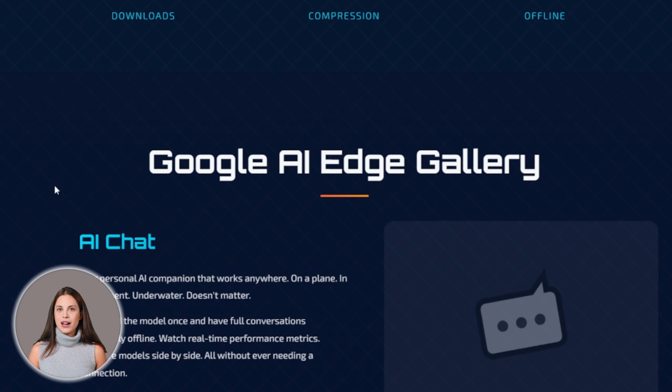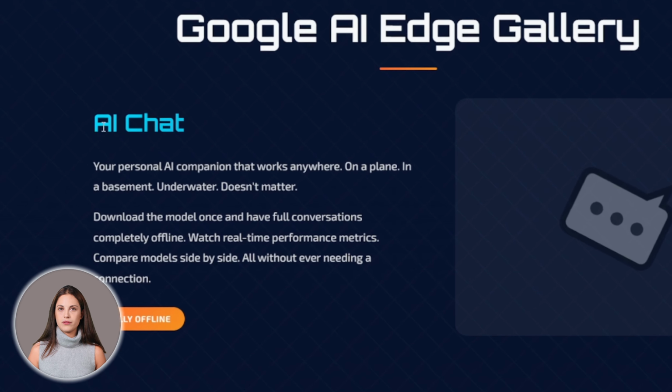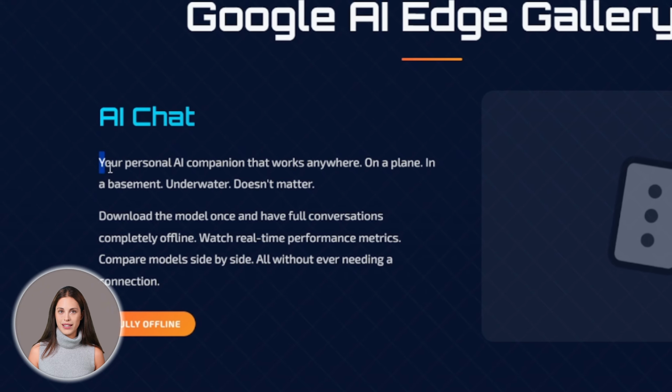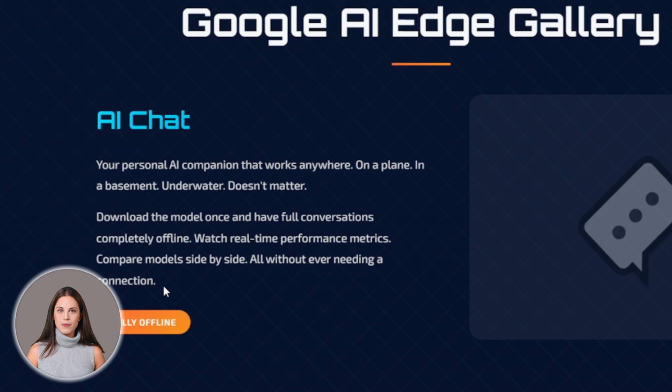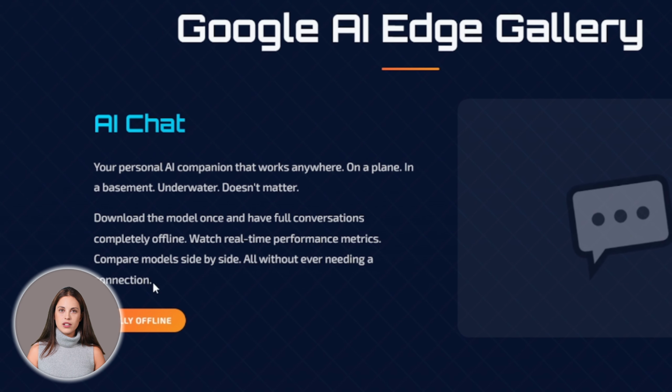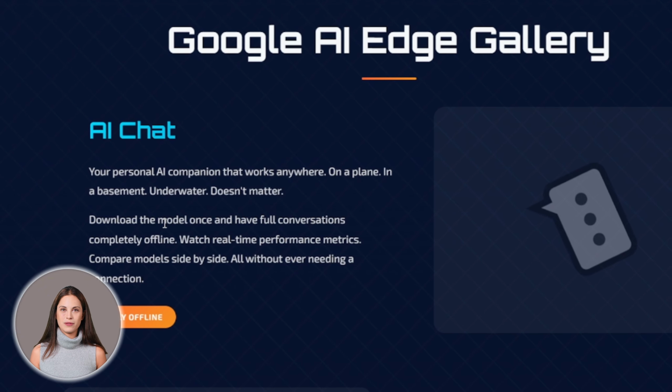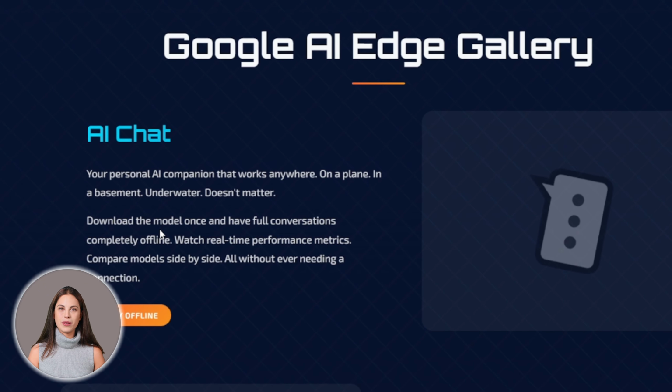This is your standard chatbot experience. But here's the difference. Once you download the model, you can have full conversations anywhere. You're on a plane, you're in a basement, doesn't matter. And it shows you real-time performance metrics. You can see the token speed. You can compare different models side by side.